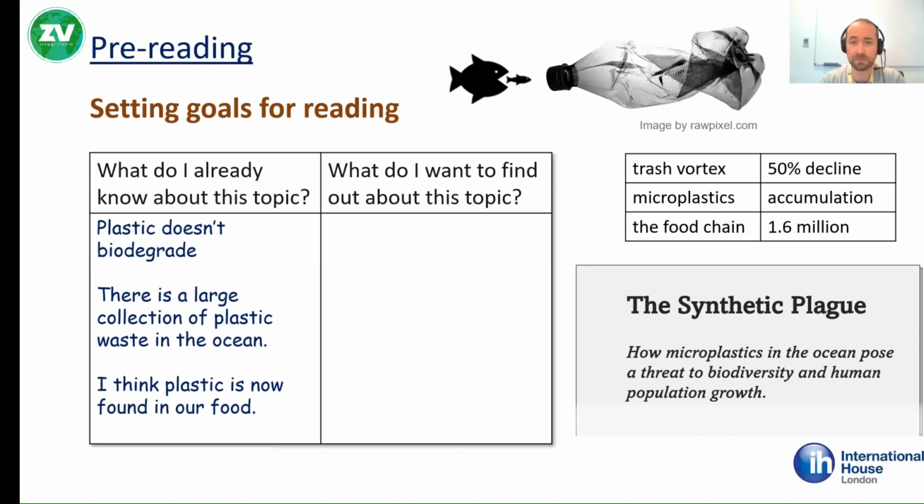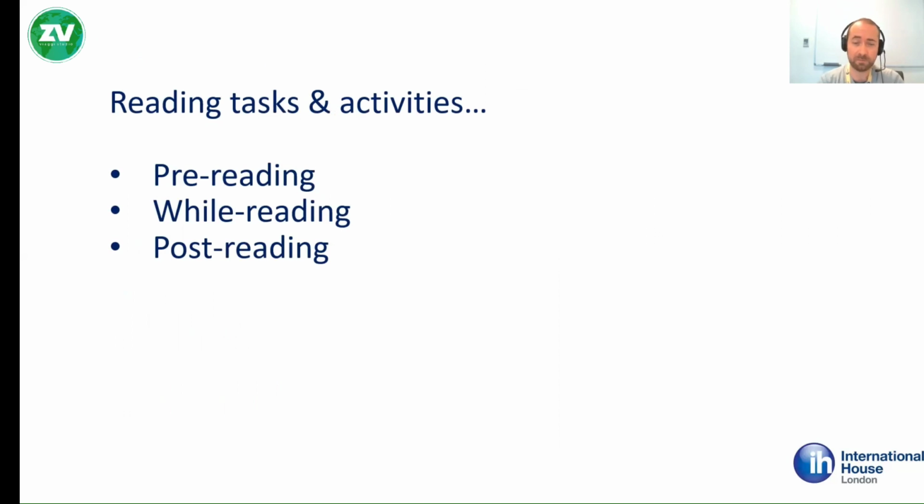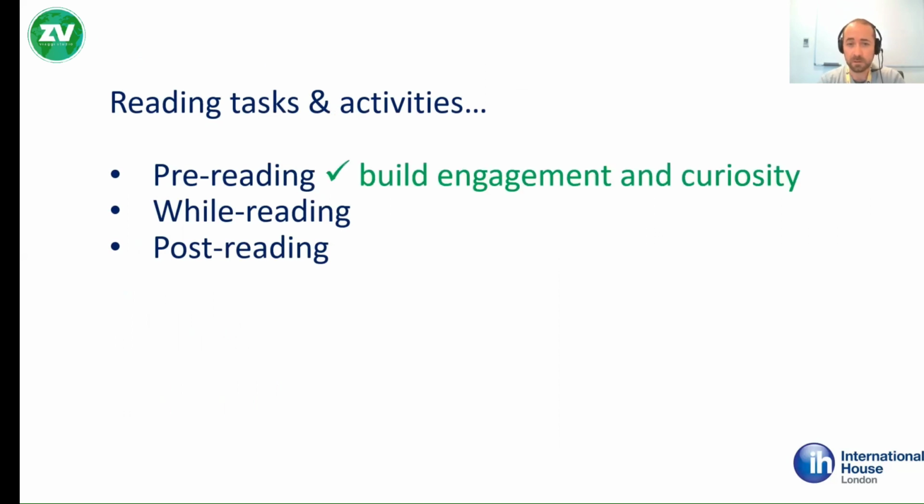There are clues based on these visuals and the language from the text. But they might want to know what these numbers refer to. And they might want to know more specifically, how does plastic affect human population growth? So what can learners do before they read? We can help to build engagement and curiosity through prediction tasks and discussion tasks.